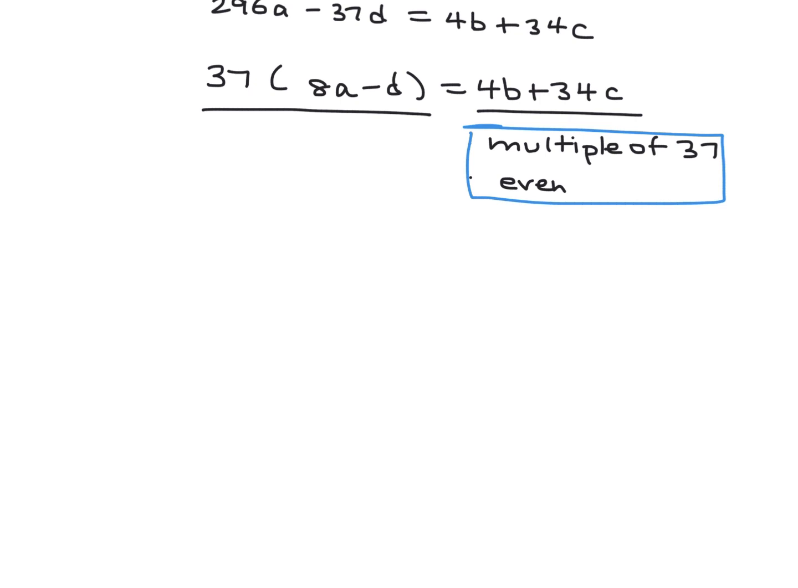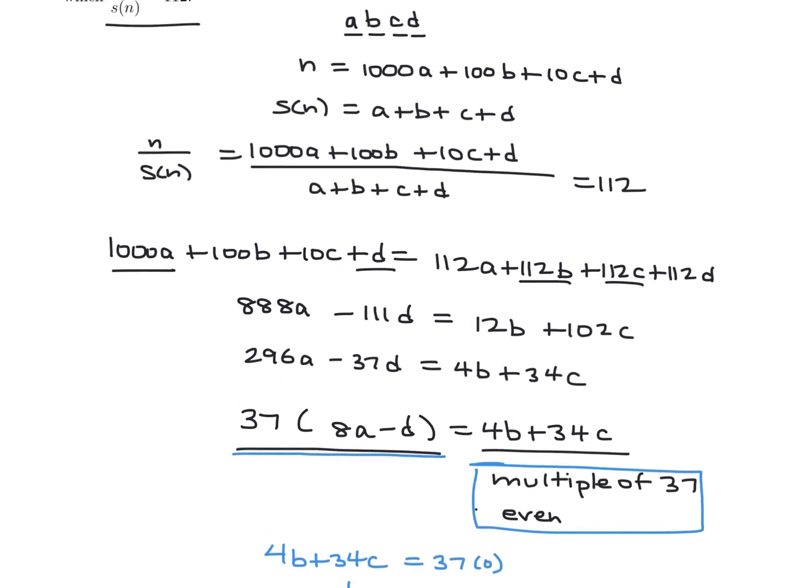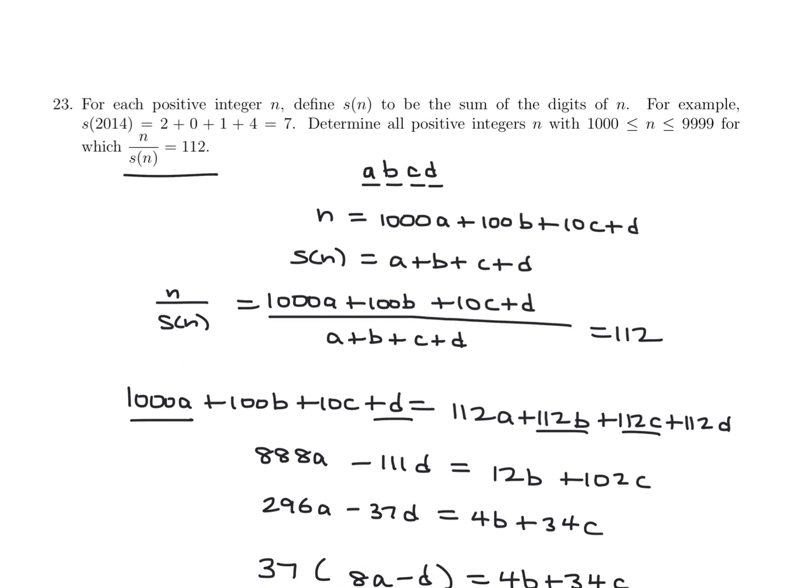Okay, so let's try multiples of 37 for 4B plus 34C. Let's try the first multiple, which is 37 times 0. When you do that, we get B equal to 0, C equal to 0. And then when we plug that into here, we would get 8A minus D is equal to 0. And the only, is it integers? Yeah, it's integers, right? Because these are all positive integers.